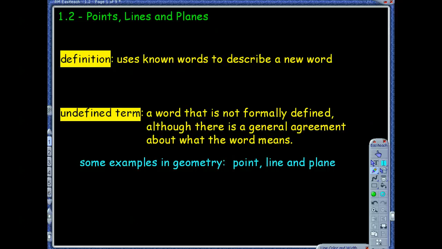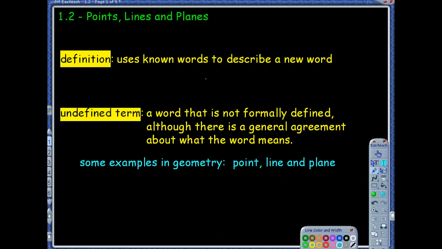We are now starting section 1.2, and this focuses on some really important vocabulary terms. And you'll notice the title says points, lines, and planes. So to start, you'll notice the very first term is the word definition. We obviously know what a definition is, but it says a definition uses known words to describe a new word.